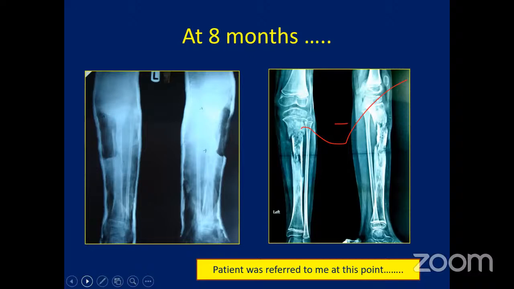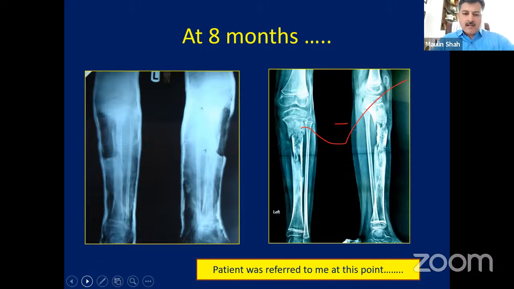In the middle of the medullary canal and the shaft, the involvement of the bone is up to the lower third, middle third junction. And yes, there is a small sequestrum in the distal part. Rudra, how would you manage this condition now?